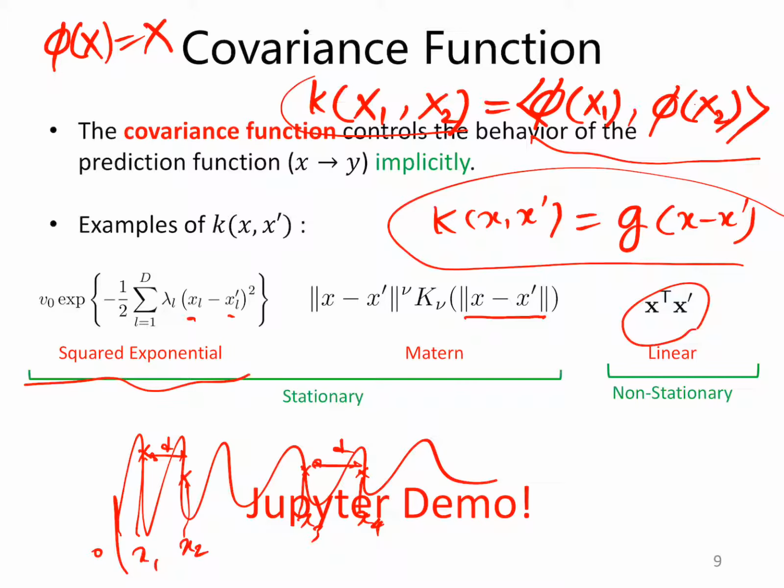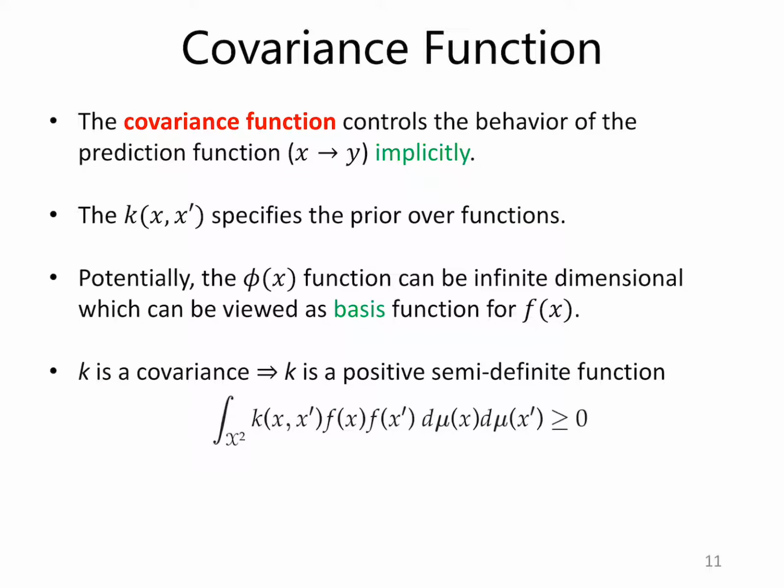So let me go back to this again. Hopefully you can see that the K represents the space of all these functions implicitly. And this phi function is your space of features, but you don't have to have access to this directly. It's sort of an implicit feature space that you have. So one question would be, how can I come up with a new covariance function? It seems that it's very important what kind of covariance function we choose.